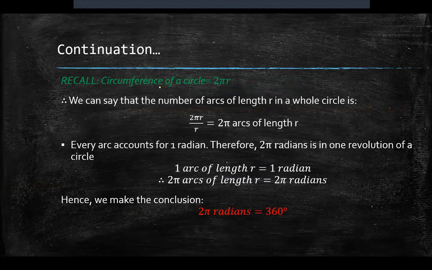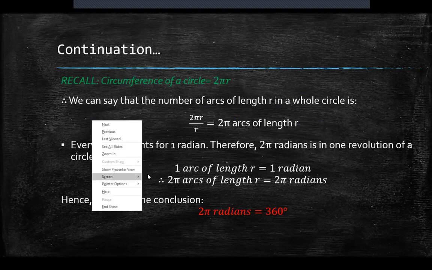Okay. Recall, I was saying that the circumference of a circle is given by 2 pi r. You should know this from lower level maths. Circumference of a circle, 2 pi r. Circumference, also known as the perimeter. Okay. That's what I was saying. We can say that the number of arcs of length r in a whole circle is given by this.